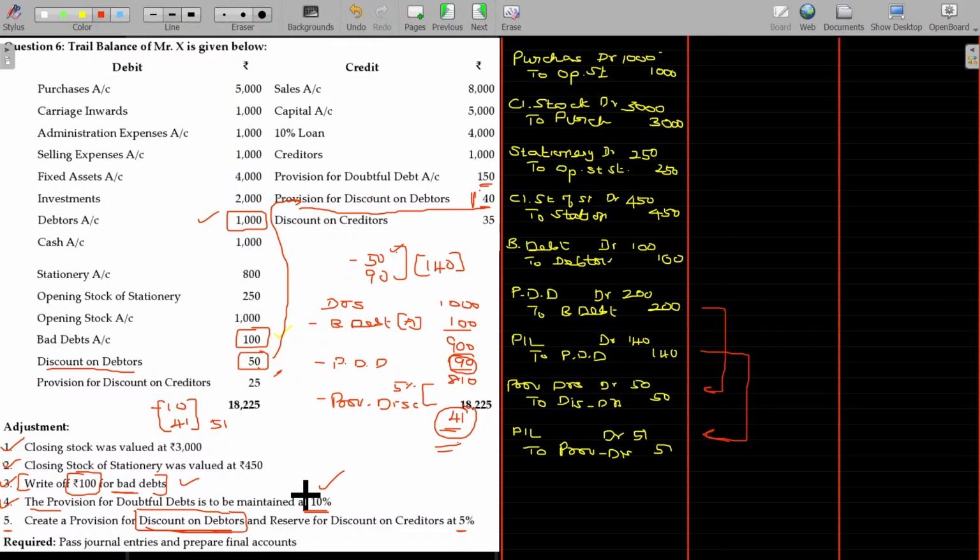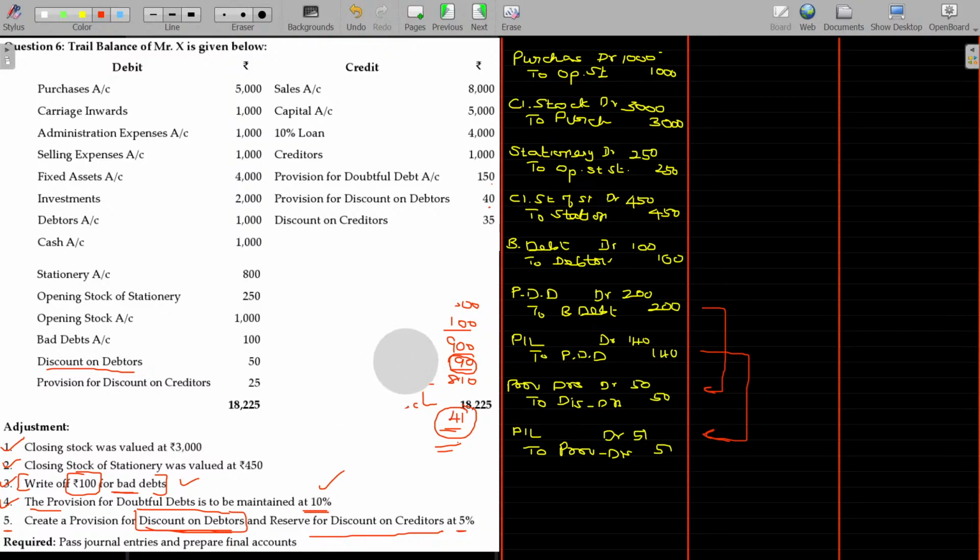Now, we have to handle the reserve for discount on creditors also. Okay. Just erase this. Now, the reserve for discount on creditors. Already we have how much discount on creditors? 35. That 35 should be first adjusted in which account? Provision for discount on creditors, running short of rupees 10 here because of adjustments. 35 should be charged to 25. Of course, the money is not capable of adjusting that, so 10 is there.